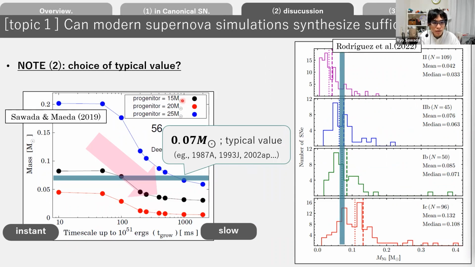And the second problem is the uncertainty of the observed value to be compared. For example, we use 0.707 solar mass as a typical value for the nearby supernova. However, according to the histogram shown at the beginning of the talk, the medians of three subgroups are around or above this value. But there is a subgroup with a clearly lower median value.